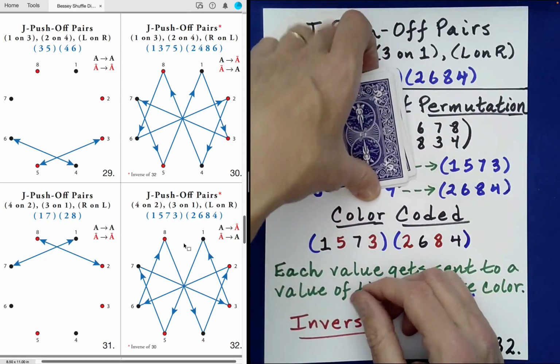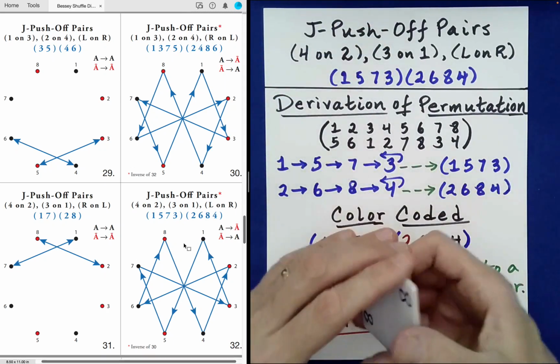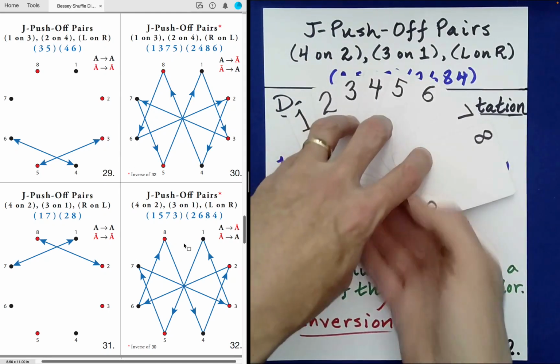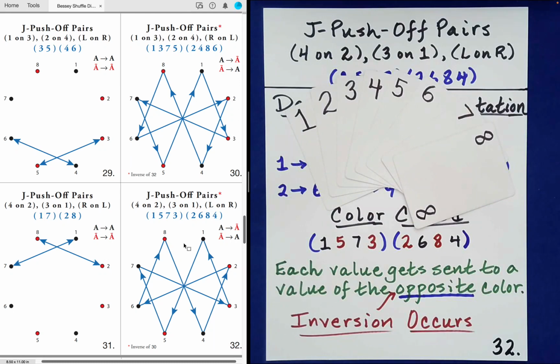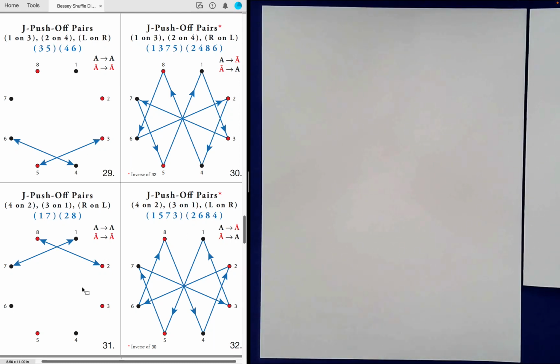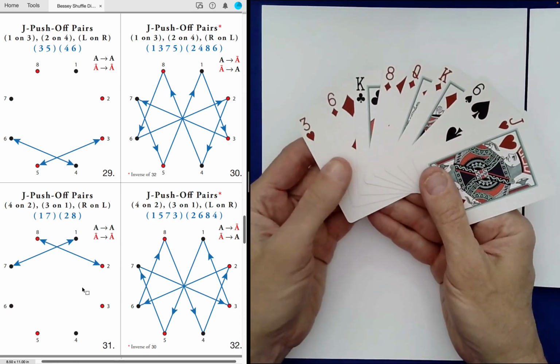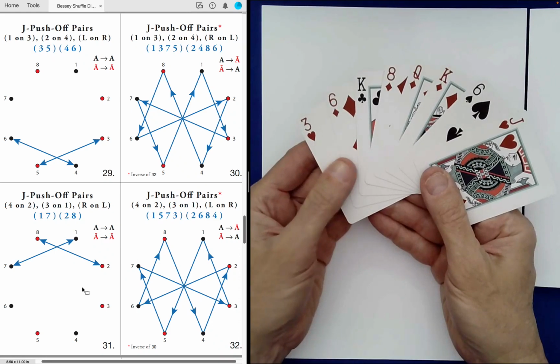And apparently this will perfectly undo the effect of shuffle 30, which it does. It returns the packet to its original order 1 through 8. Okay, as an application, I have here 4 numbered cards and 4 face cards of different colors and suits.